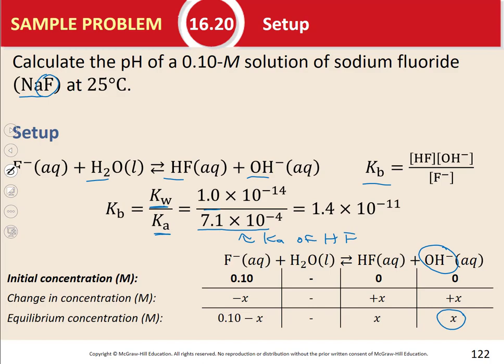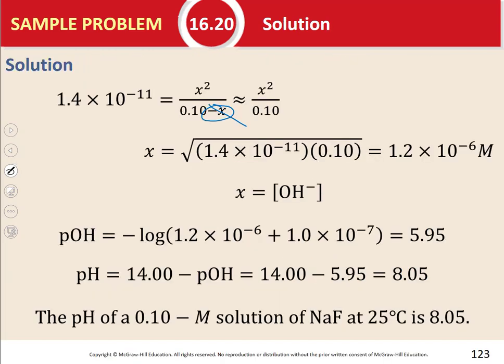So to find the pH of that, negative log of hydroxide is pOH. So negative log of the hydroxide ion is the pOH. Now, because this number is so small, we're adding it to 1.0 times 10 to the negative 7th. Why are we adding it to that number? The reason for this is the concentration of hydroxide in water is 1.0 times 10 to the negative 7th.